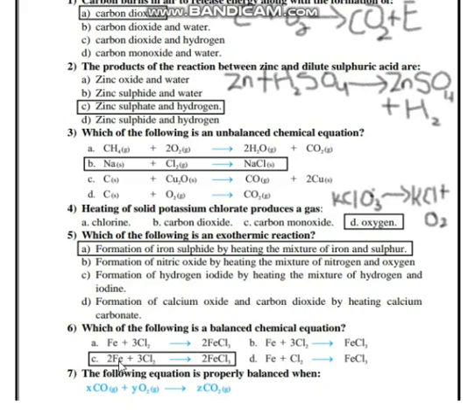And in option C, 2 iron atoms react with 6 chlorine atoms and form 2 iron atoms along with 6 chlorine atoms, so it is a balanced chemical equation. Option C is the right option.